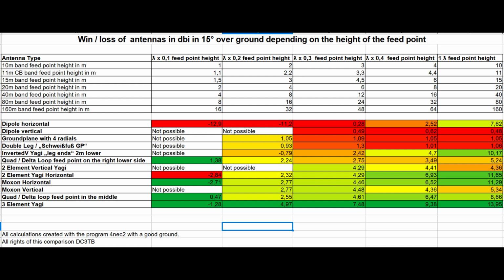Today I show you the ultimate DX shortwave antenna overview. I have calculated the most common antennas in the calculation program 4NEC2. I have to say that most calculations of manufacturers are not calculated with the real ground and they use dBi and not dBd. So they compare the antenna against a theoretically isotropic radiator. And that doesn't make really sense.